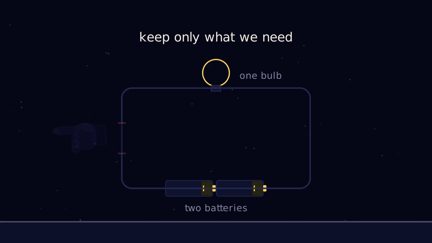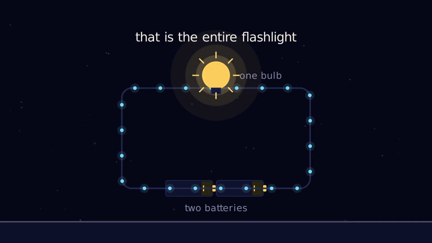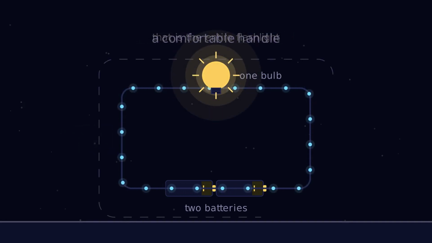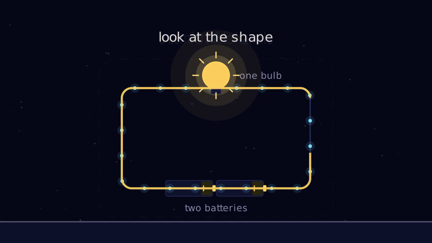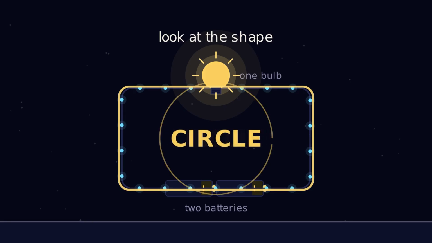Now hold the bare ends of those wires apart, and nothing happens. Touch them together, and the bulb lights. That is the entire flashlight. Everything else was a comfortable handle. And look at the shape of what we just made. Out of the battery, along the wire, through the bulb, and back to where it started, a loop. No beginning, no end. We call it a circuit, and that word is the clue. A circuit is a circle.